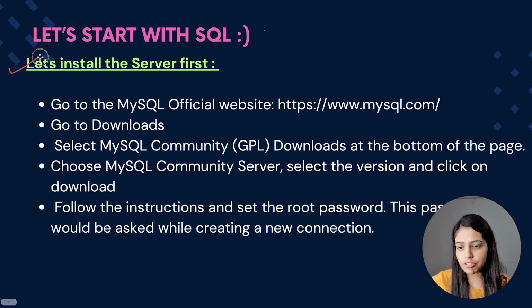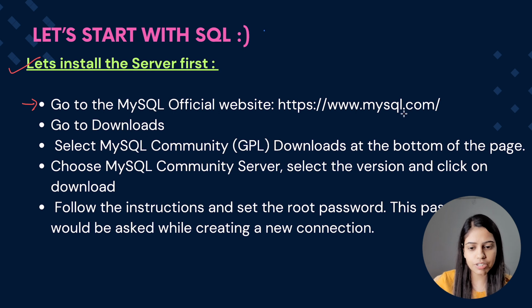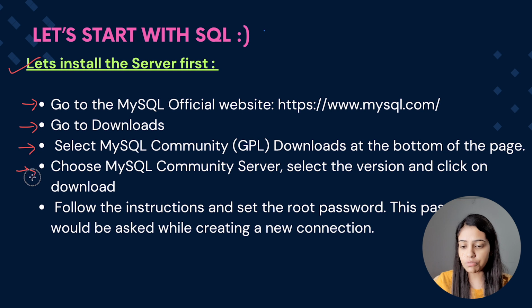So firstly we will install the server. So first what we need to do is we will go to the MySQL official website, that is https://www.mysql.com. Then we will go to the downloads. Then we will select the MySQL community version at the bottom of the page. We will choose the MySQL community server. We'll select the version and we'll click on download. And then we will follow the instruction.